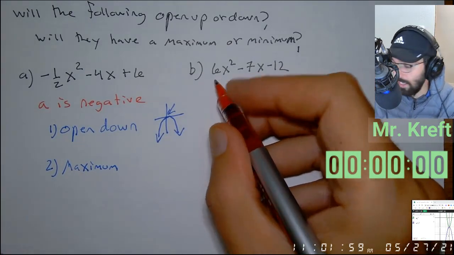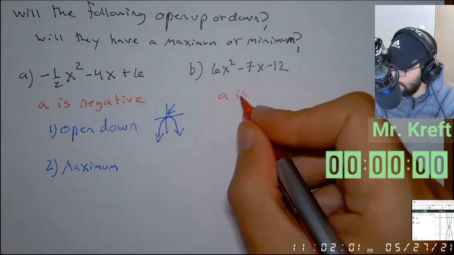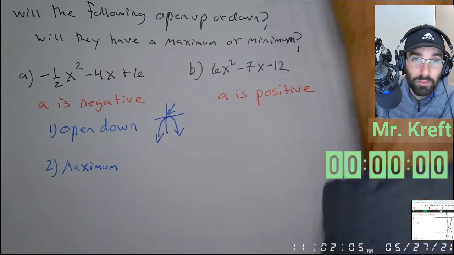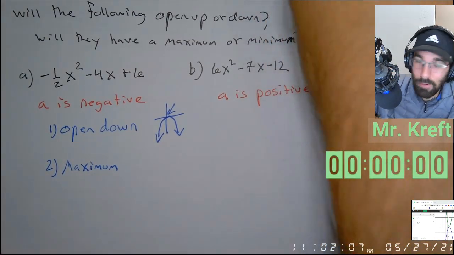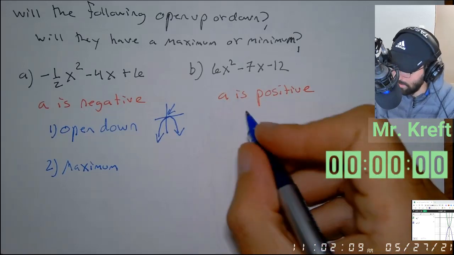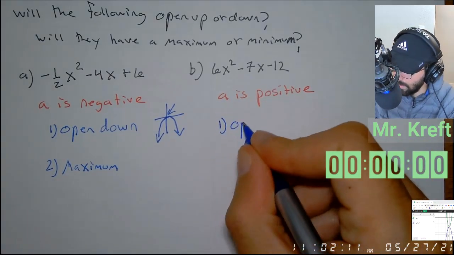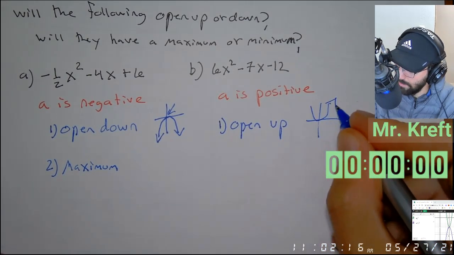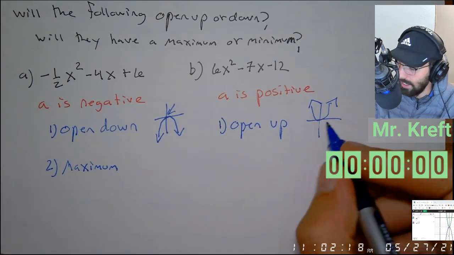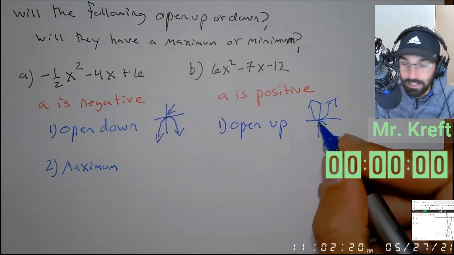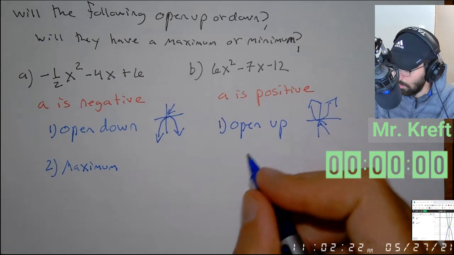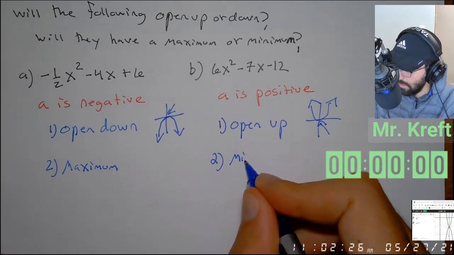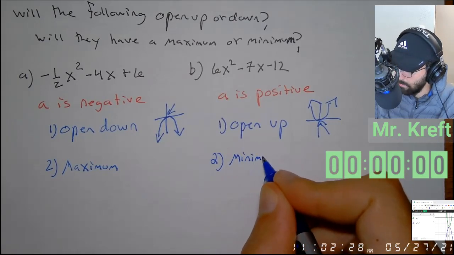So for this one, I take a look. The a is 6, so the a is positive. If it's positive, I think, oh man, when I'm positive, I'm happy, right? So then I think, okay, it's going to open up. And then I'm going to quickly just sketch a little graph like this. If it's opening up, that means this is my lowest point. So having a lowest point means I have a minimum.